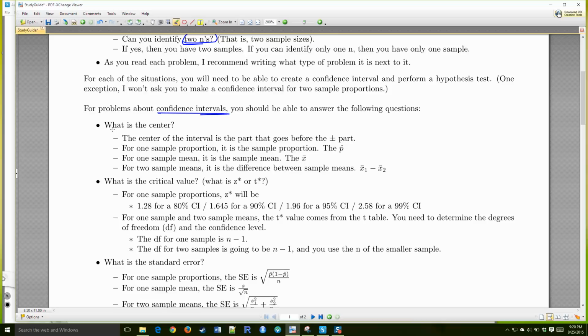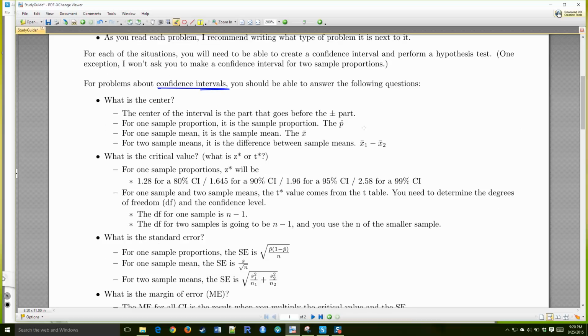Okay, what's the center of the confidence interval? It lists off that for one sample proportion, the center is going to be p hat. For one sample mean, it's going to be x bar. For two sample means, it's going to be all these things.